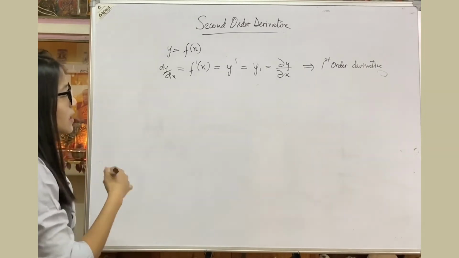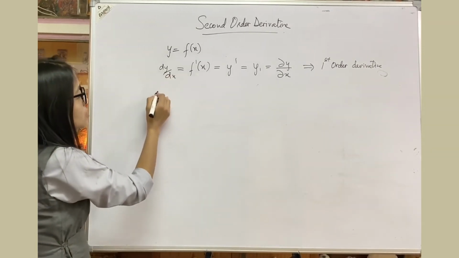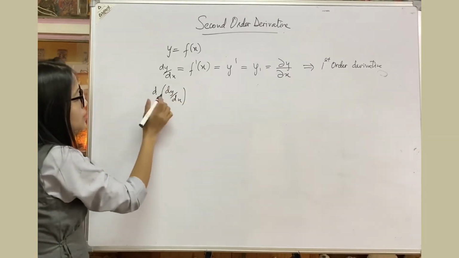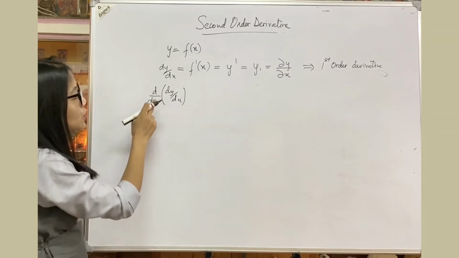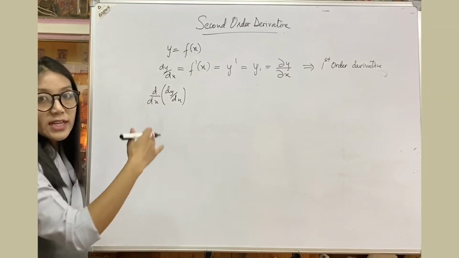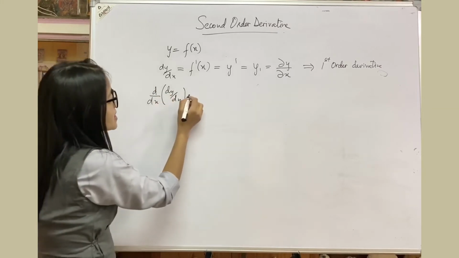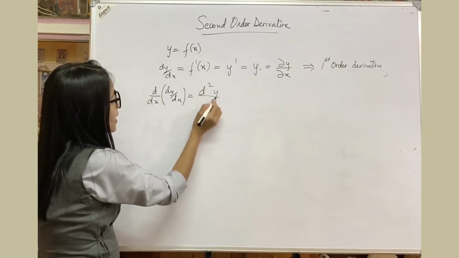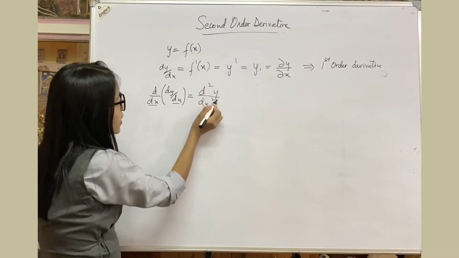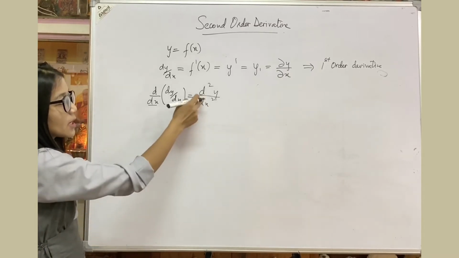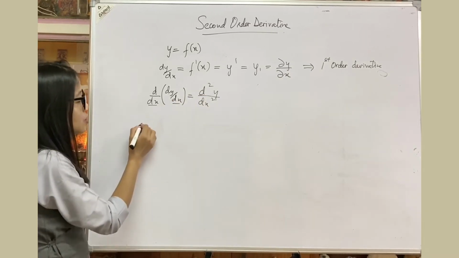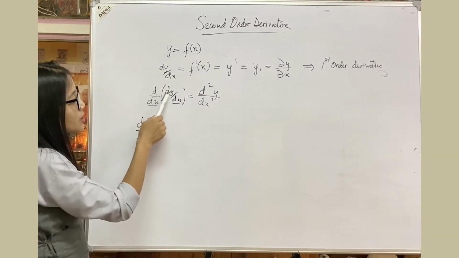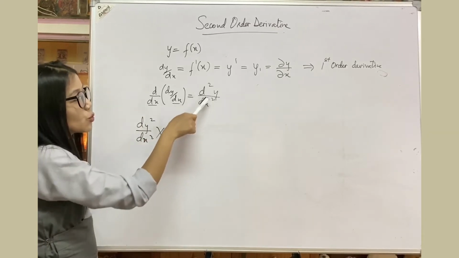Now in second order derivative we need to differentiate dy by dx. Whatever we got here is to be differentiated again with respect to x. So the derivative of dy by dx is the second order derivative. You can write it as d2y by dx square. Please be careful with this notation, because many times students make the mistake of writing dy square by dx square. This is incorrect. It is d2y by dx square, read as d2y by dx square.